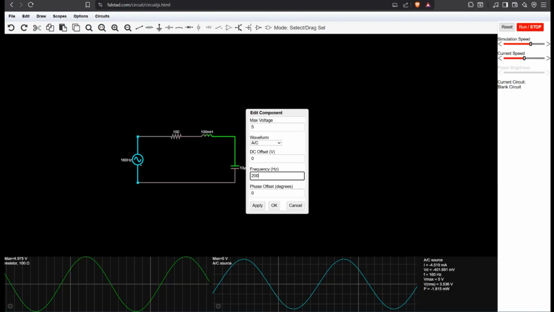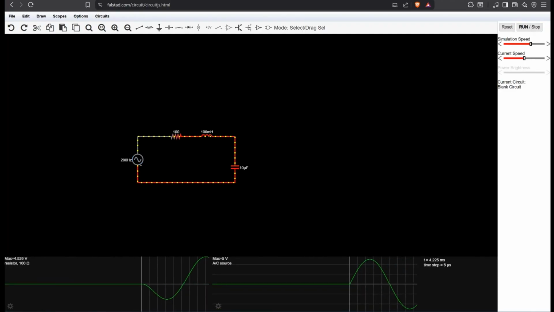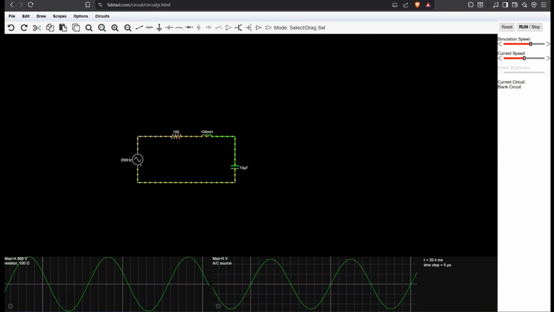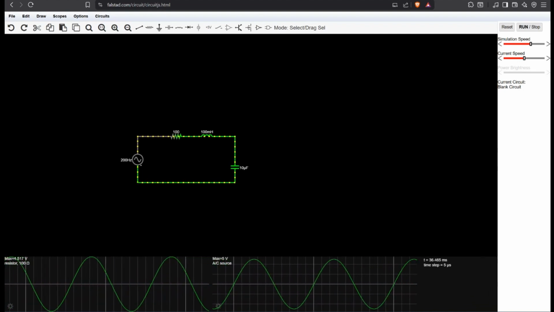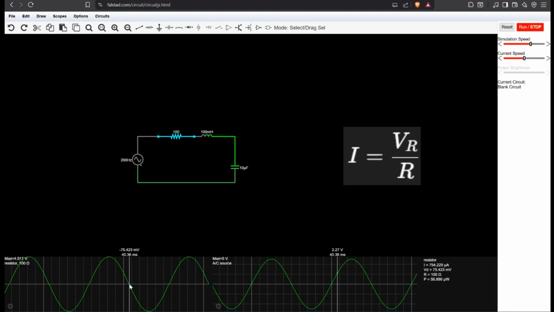Then I varied the frequency of the AC source from about 100 Hz up to 10 kHz using smaller steps around the expected resonance region, roughly around 150 and 200 Hz. For each frequency, I measured the voltage across the resistor using the scope. Since the resistor is 100 ohms, I calculated the current amplitude using Ohm's law.